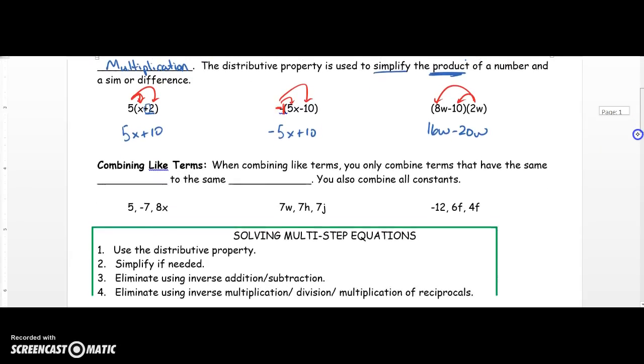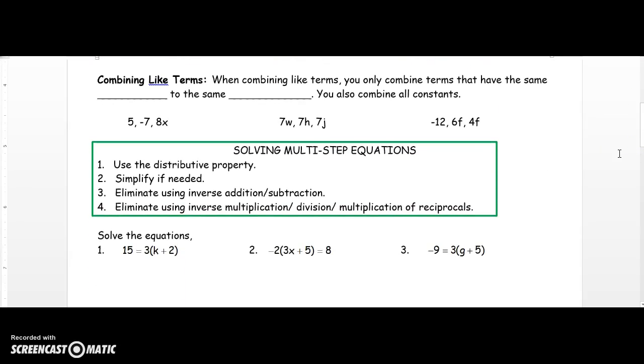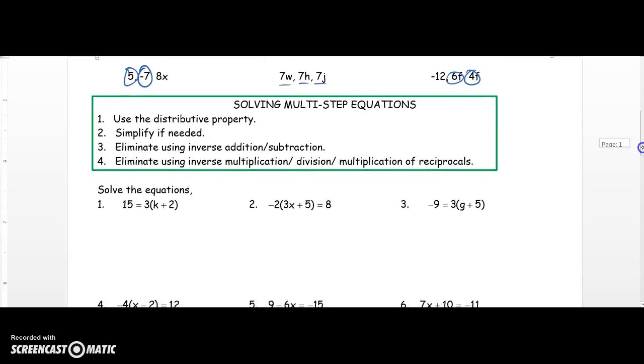the distributive property. Now let's review combining like terms. When combining like terms, you only combine terms that have the same variable. You also combine all constants. Constants are numbers without a variable. So here 5 and negative 7 are together. Over here, 7w, 7h, 7j. It doesn't matter if it has the same number, it has to have the same variable. This does not have the same variable, so there are no like terms. Over here, 6f and 4f are like terms.